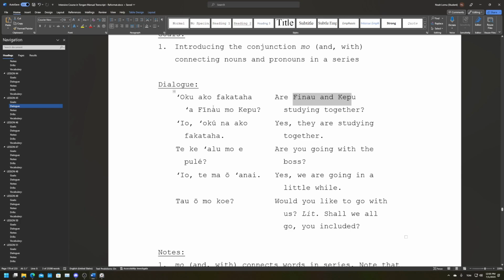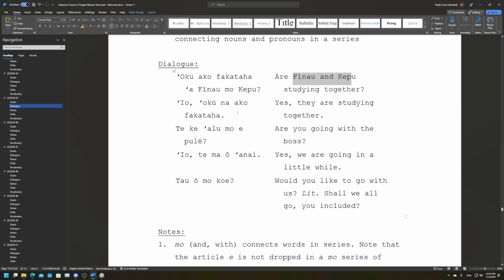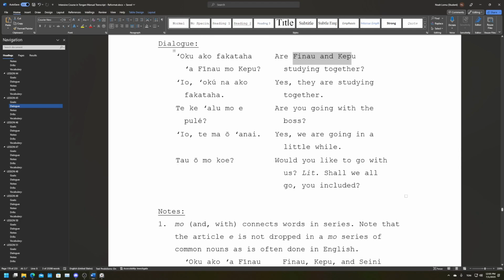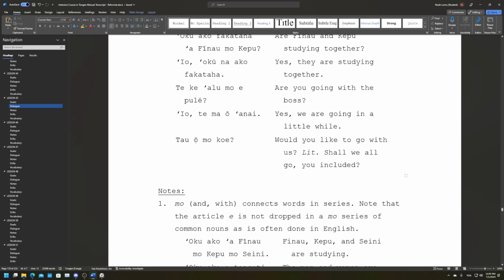Oko whakataha afinao with kepu as well. And here it's will you go? So it's moi pule. It's kind of like you and the pule. And you can see here the same sort of use. Tao mokoi. This is an interesting thing because the best English translation is "Would you like to go with us?" But you can see the question is "We'll go with you." The literal translation is "Shall we all go, you included?" And so that gives you more insight into how Mo works.